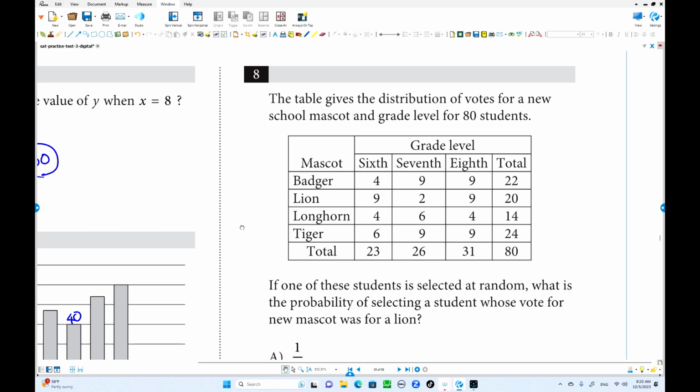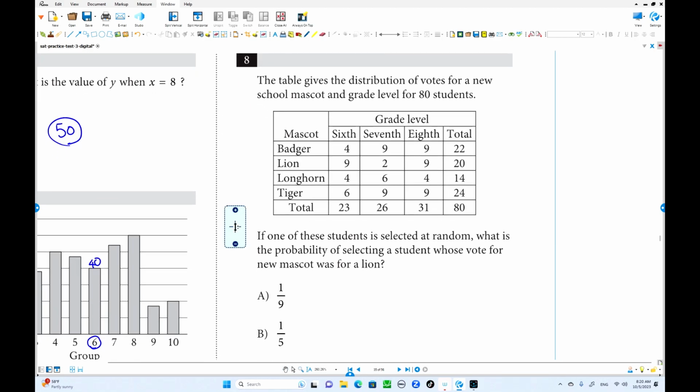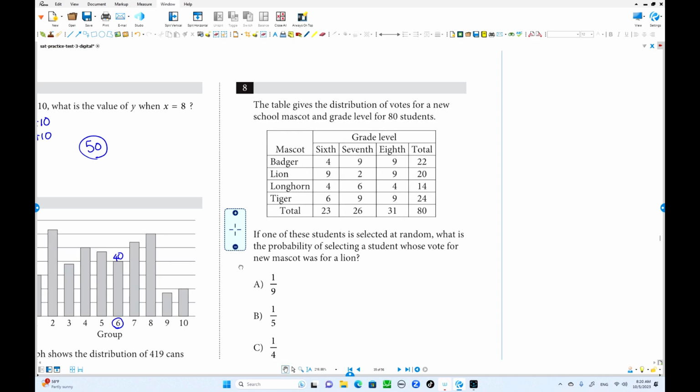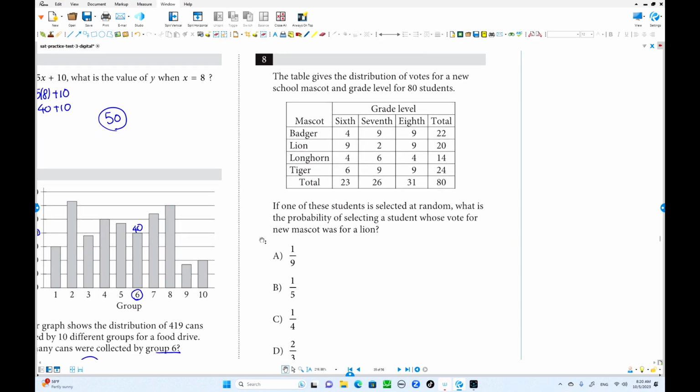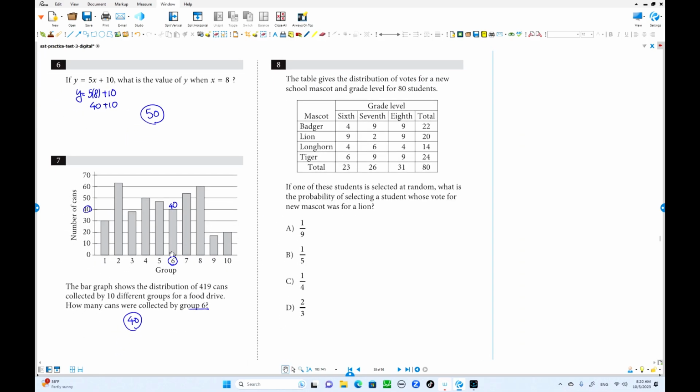This is number 8. You got number 8 over here. The table shows the distribution of votes for a new school mascot. By grade level, sixth grade, mascot badger is 4, lion is 9, something like that. Their total is 80 students.